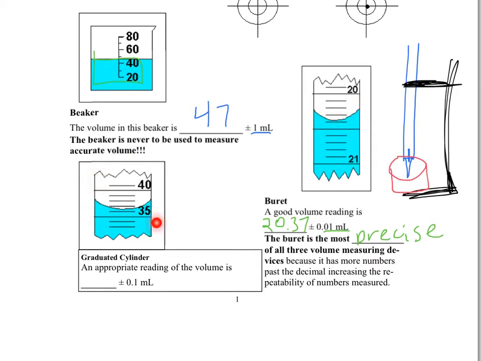Now, a graduated cylinder is, of course, the most common way we measure volume because a burette is a complicated measuring system, whereas a graduated cylinder is quite easy. Reading this graduated cylinder, it would be 36.5 milliliters, and notice that's plus or minus 0.1. It has a range of 0.1 milliliters, which is still pretty precise.